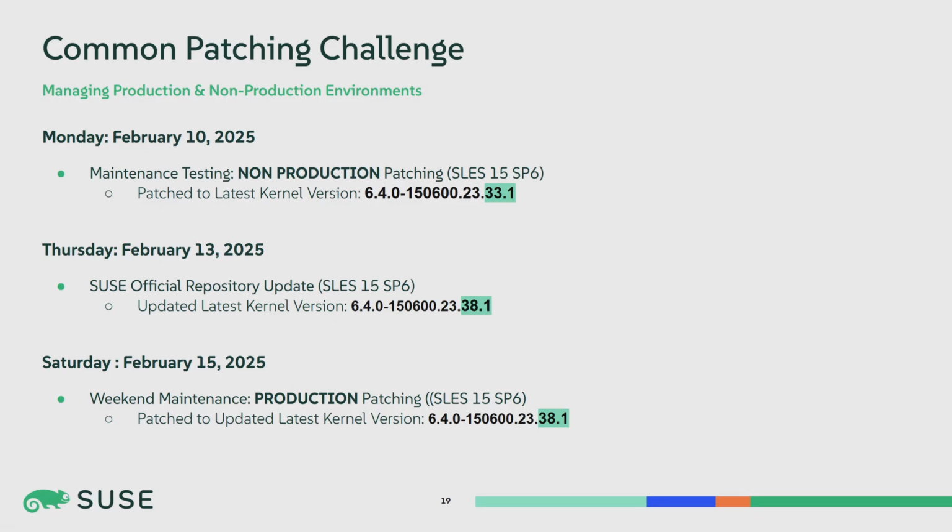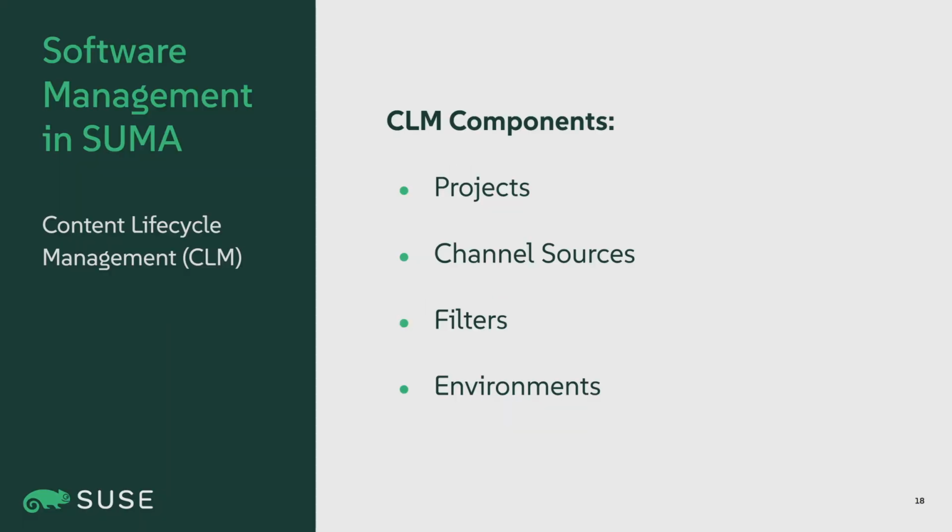Here's an example that illustrates a difficult problem with enterprise package management. In the example, a non-production system is patched on Monday to the kernel version ending in 33.1. However, the official repository is updated on Thursday of the same week with a new kernel version ending in 38.1. On Saturday, the system admin applies the latest patches and finds that they've installed the version ending in 38.1 instead of the 33.1 that was applied on the non-production system. In other words, the production server has now been patched with packages that have never been tested.